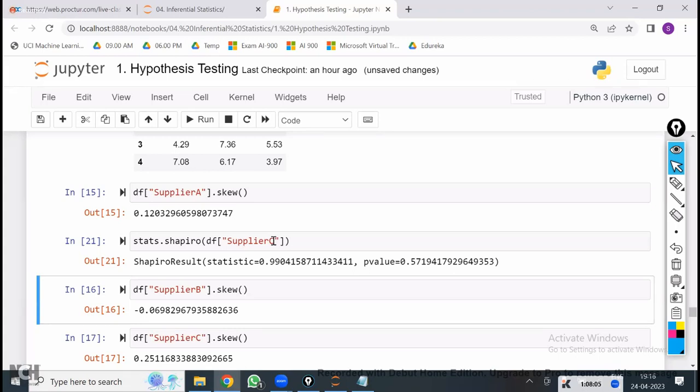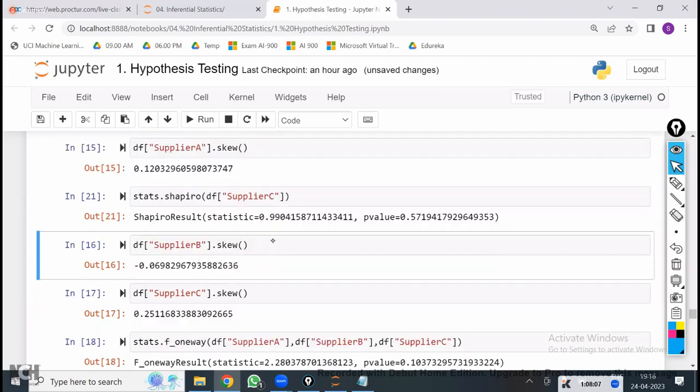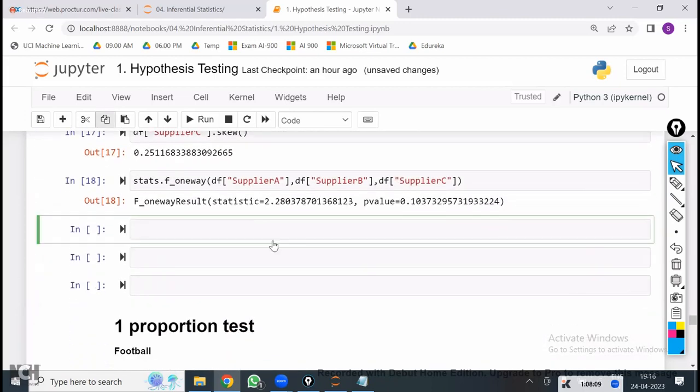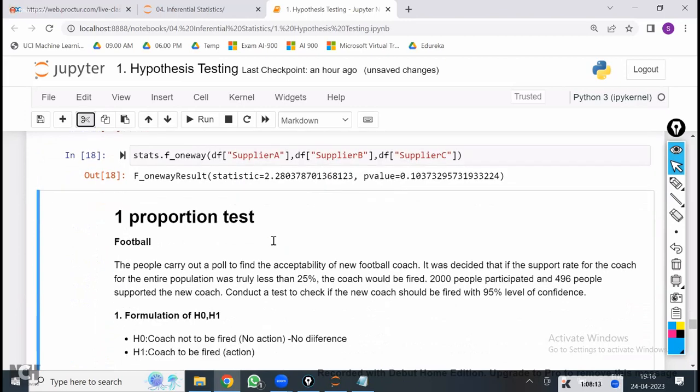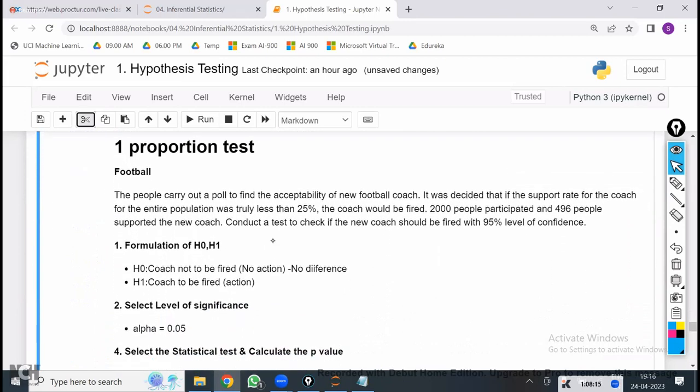Sir, if I am proceeding with the test directly without checking normality, then what is the difference between parametric and non-parametric within discrete? There is no non-parametric test for discrete variables. For discrete variables, there is no parametric or non-parametric; we only have the proportion test and the chi-square test. Parametric and non-parametric are applicable only for continuous variables.